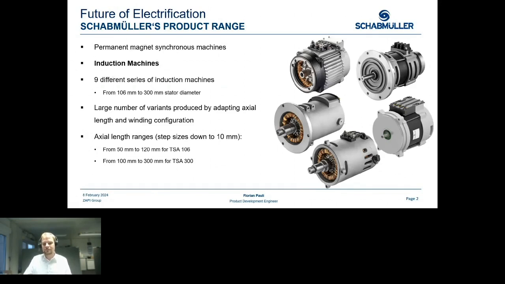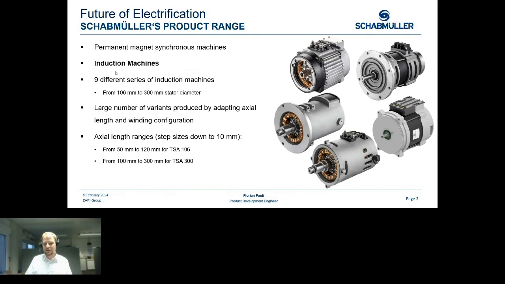A series of induction machines is defined by the stator diameter of the machine, which ranges from 166 millimeters to 300 millimeters for our products. We can produce a large number of variants by adapting the actual length of these machines and the winding configurations.